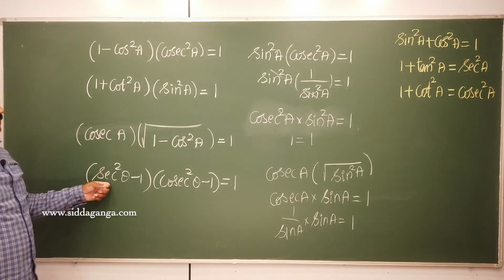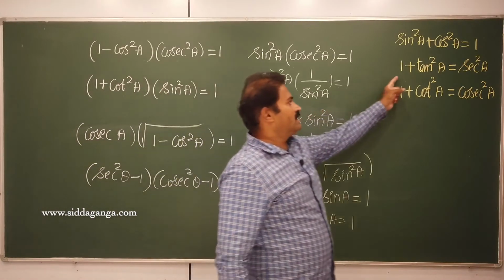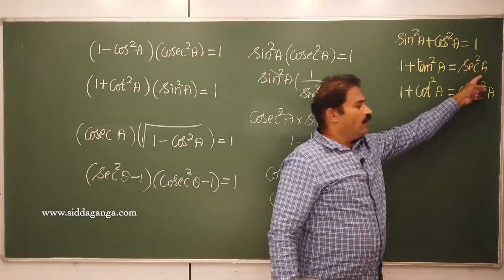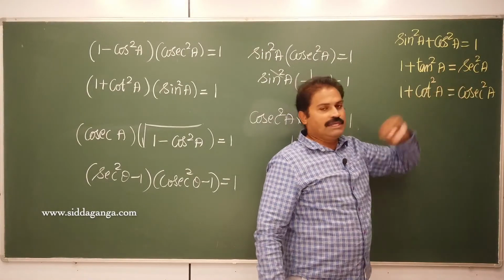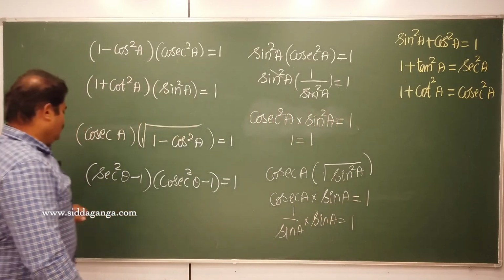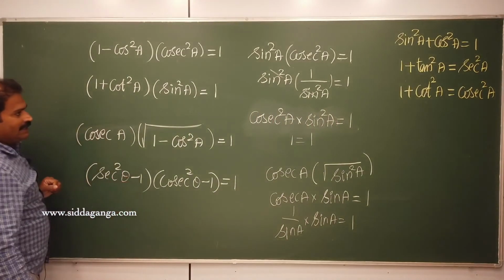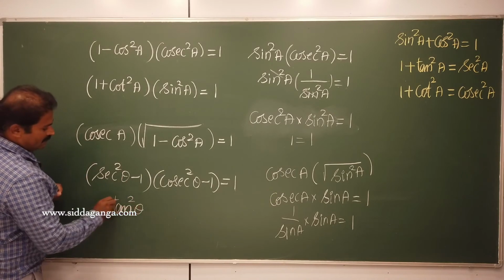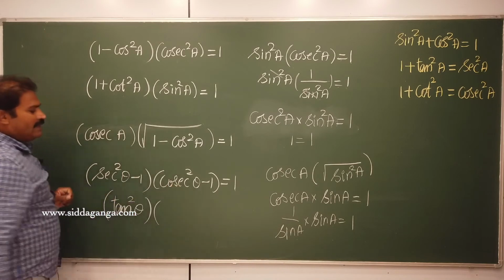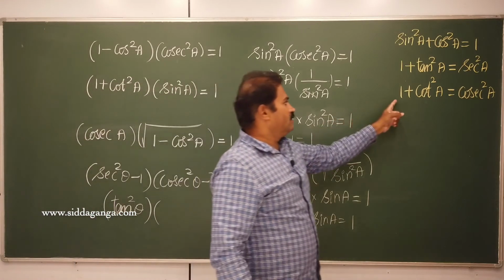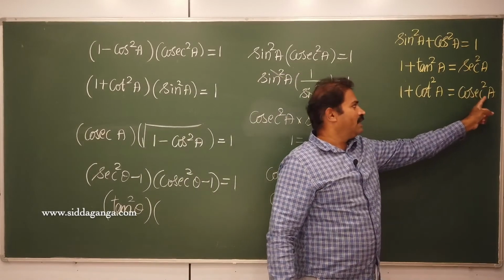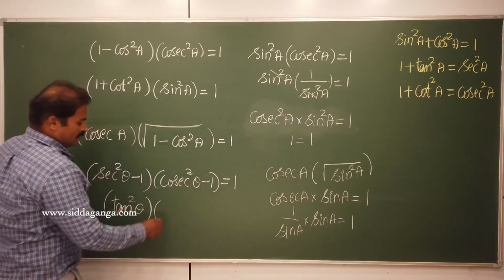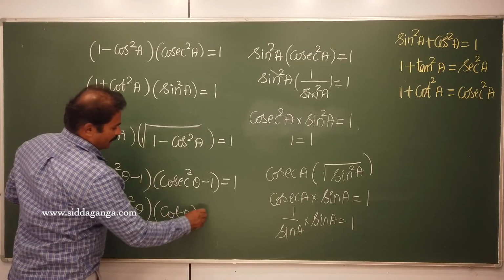You have secant square theta minus 1. You can see here 1 plus tan square A is equal to secant square A. If you can shift 1 from this side to that side, what you are going to get? Tan square A is equal to secant square A minus 1. So here you can substitute that identity. Secant square theta minus 1 is nothing but tan square theta into. So what is cosecant square theta minus 1? So if we shift this 1 on that side, it becomes minus 1. That is cosecant square theta minus 1 is equal to cot square theta.